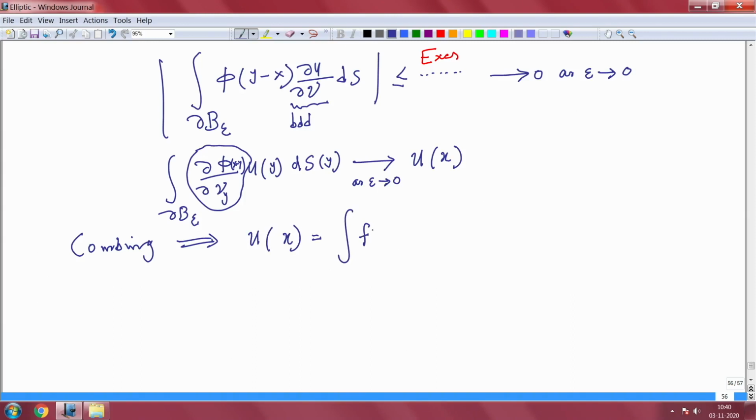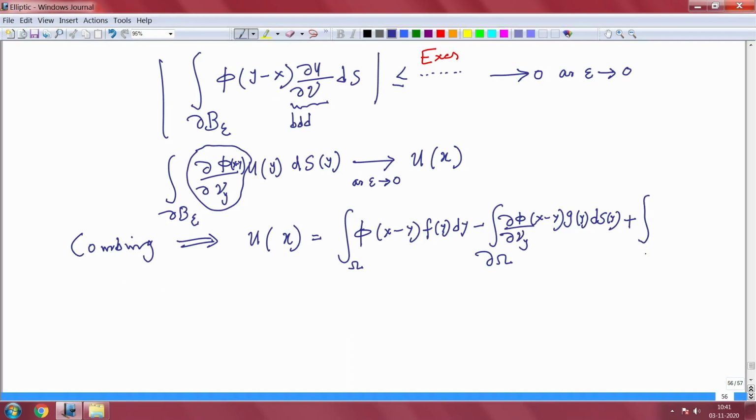the integral of phi of x minus y times f of y dy over omega, minus the boundary of omega part: phi of x minus y, d phi by d nu, with nu with respect to y because you are integrating in y, times g of y ds, and there is one more boundary term, the integral over the boundary of omega of phi of x minus y times du by d nu, where u is replaced by g, ds.